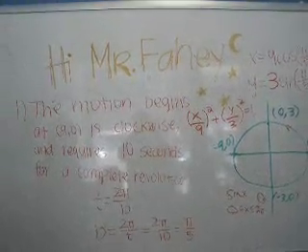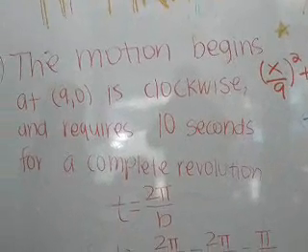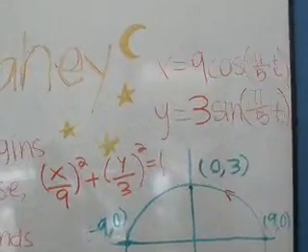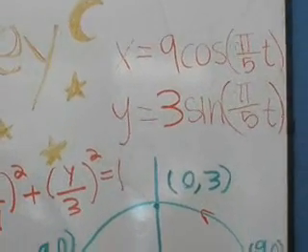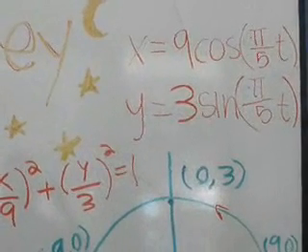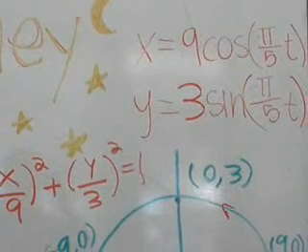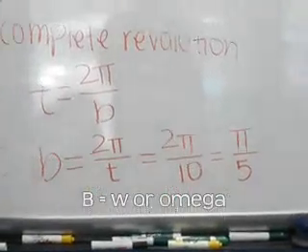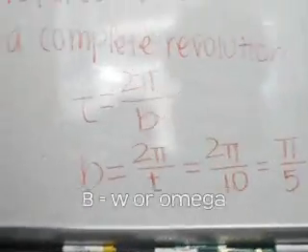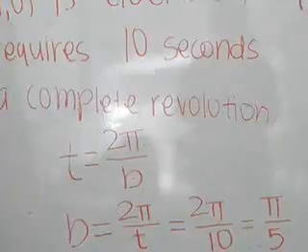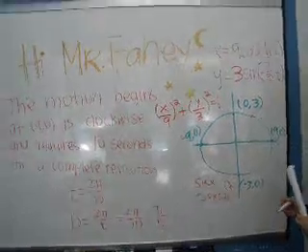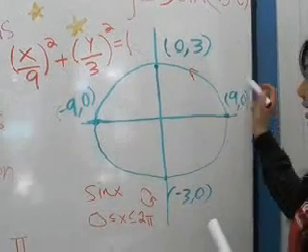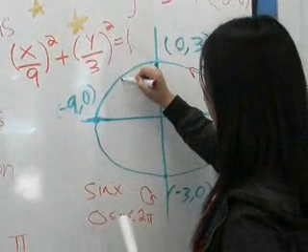Okay, so number 1: the motion begins at (9, 0), is clockwise, and requires 10 seconds for a complete revolution. So our parametric equation from our original equation is x equals 9 cos(pi over 5 t), and y equals 3 sin(pi over 5 t). And pi over 5 is our b, and we get that from the equation t equals 2 pi over b, so b is 2 pi over t. And so we start at (9, 0), and we rotate clockwise, so we go this way.